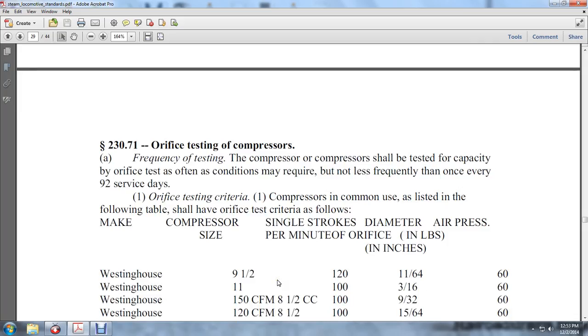229.71, orifice testing of pressure. Frequency of testing: the compressor or compressors shall be tested for capacity. Orifice tests shall be made as often as conditions require, but not less frequently than once every 92 service days. Orifice testing criteria: compressors listed in the following table shall use the orifice testing criteria.